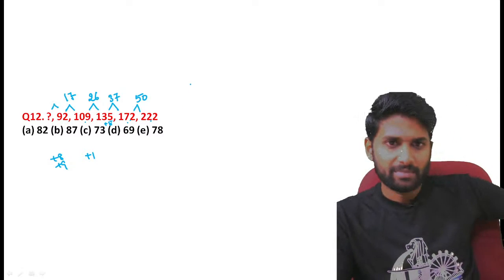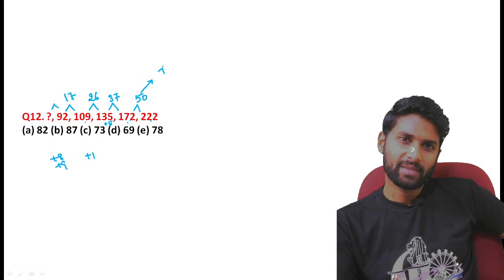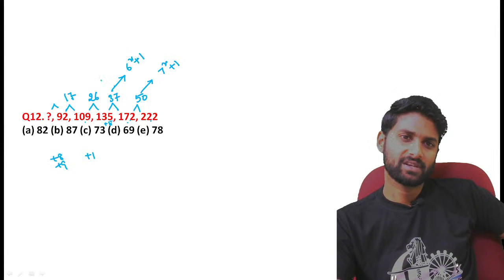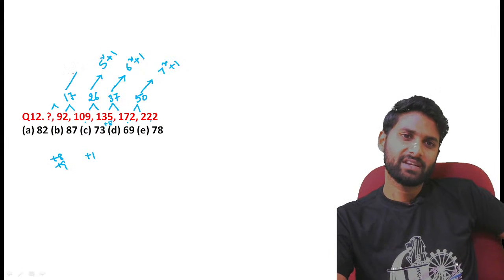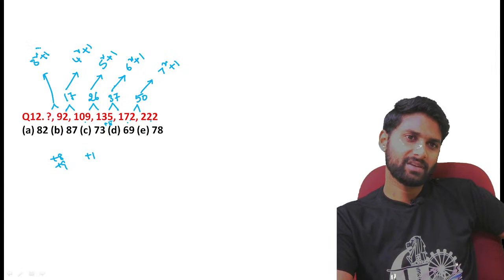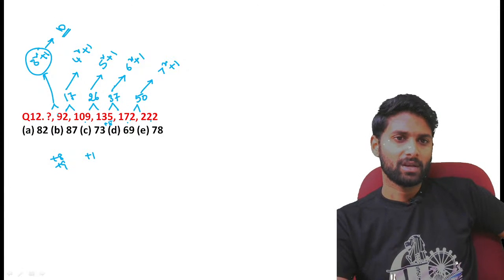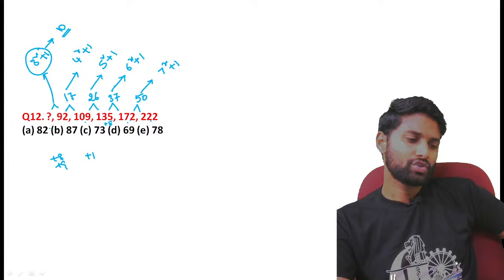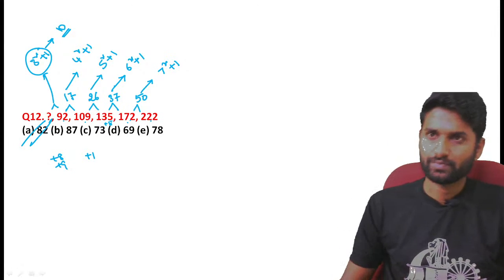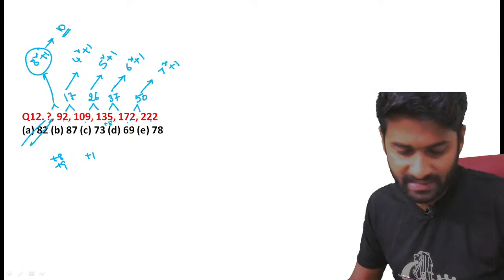Now, if you observe the numbers, guys, 50 can be represented as 7 square plus 1. 37 is represented as 6 square plus 1. 26 is represented as 5 square plus 1. And 17 is represented as exactly 4 square plus 1. So definitely here we are adding the number exactly equal to 3 square plus 1, which is 10. Now see, if we go through the reverse approach, we need to subtract it. So 92 minus 10, the value becomes 82. So 82 is the correct answer, guys.